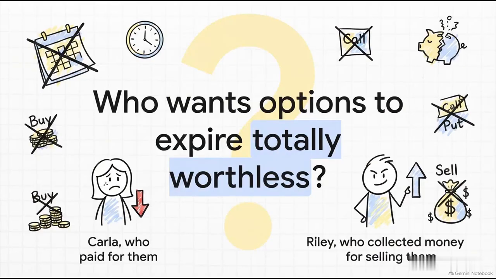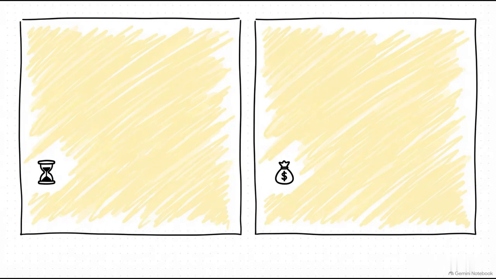Now pause the video for a second. Seriously, look at the screen. Who wants the options to expire totally worthless? Is it Carla, who paid for them, or Riley, who collected money for selling them? Take a second, hit pause, and really think about it. Got it? Well, here's the answer.